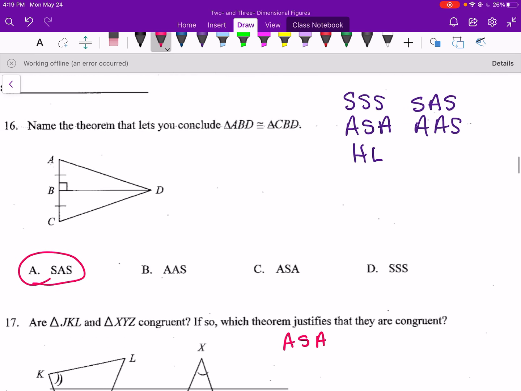Number 16 is where we start talking about congruent triangles. That is, if you recall, we had theorems on SSS, side, side, side, side, angle, side, angle, side, angle, angle, angle, side, all the ones listed there. So if you look at your picture, we have one pair of sides marked congruent, we have a right angle, and then we have a shared side. And as you walk around that triangle, that is a side followed by an angle followed by a side. So we have SAS.